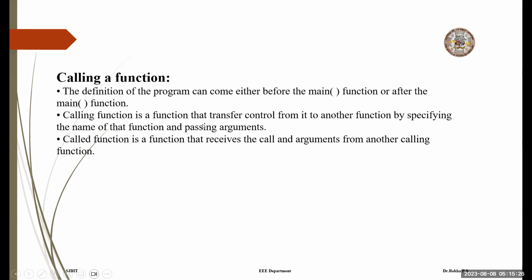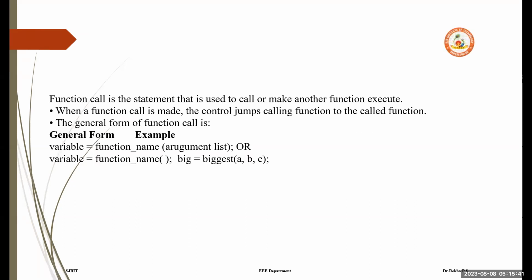Calling function is a function that transfers control from it to another function by specifying the name of that function and passing arguments. Called function is a function that receives the call and arguments from another calling function. So function call is a statement that is used to call or make another function execute. When a function call is made, the control jumps from the calling function to the called function.